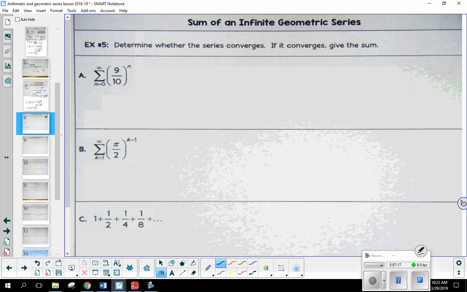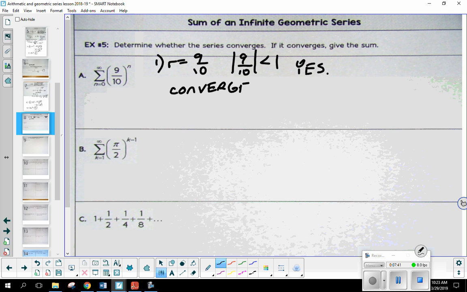Okay. So it's the same style. Now I'm going from n equals 0 to infinity for 9/10 to the n. Okay, so first off, Jack, what is r? R is 9/10. So will the absolute value of 9/10 be less than 1? Yes. So that means this converges. That means there is going to be an infinite sum.